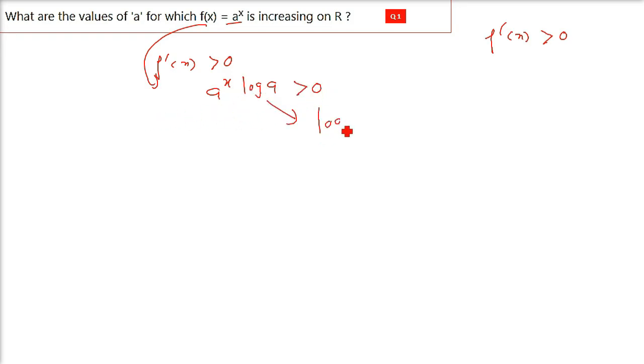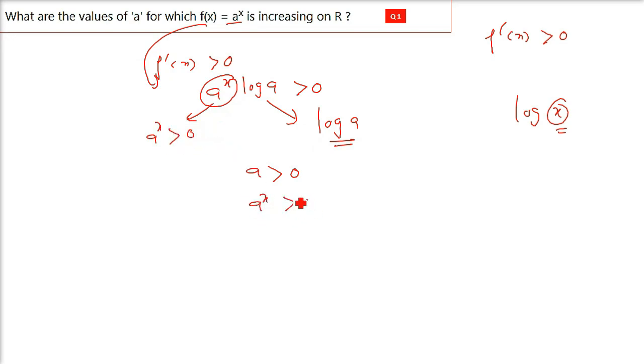So just take it one by one. Log a. Now if I say log x, x cannot be negative at all. Log negative is not defined. That is, a here has to be greater than 0. First thing is clear. Now coming to the first term, which is a raised x. A raised x has to be greater than 0.